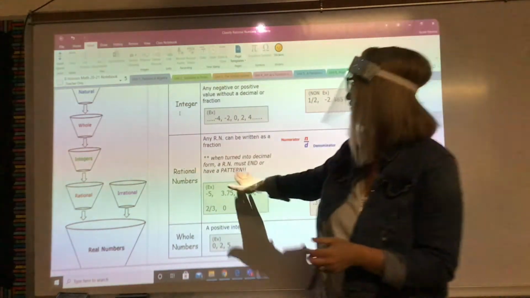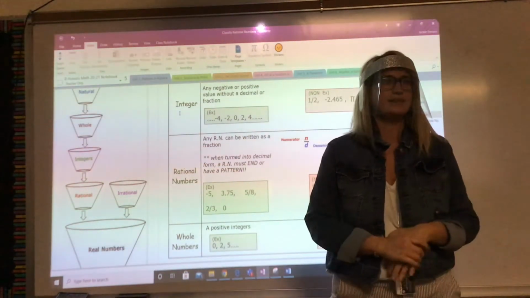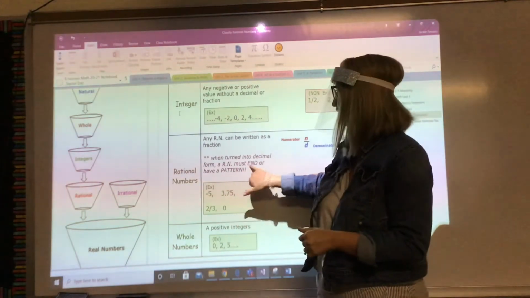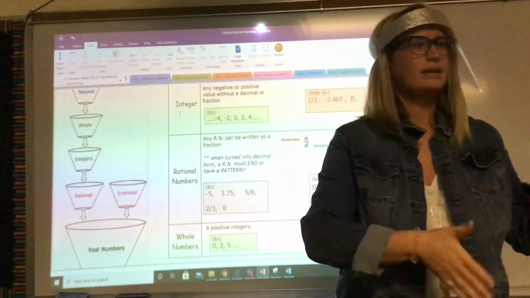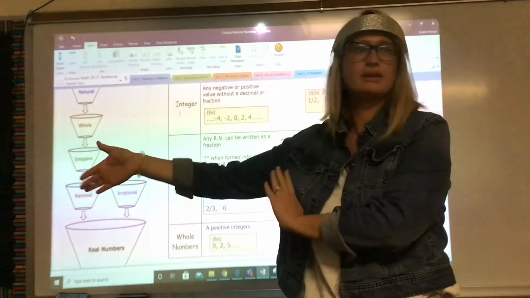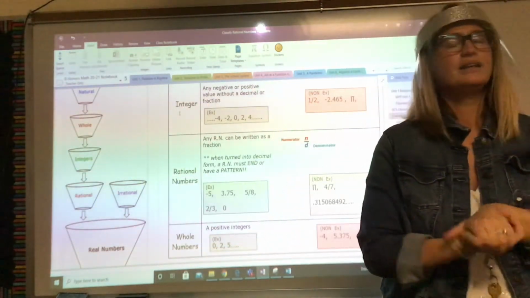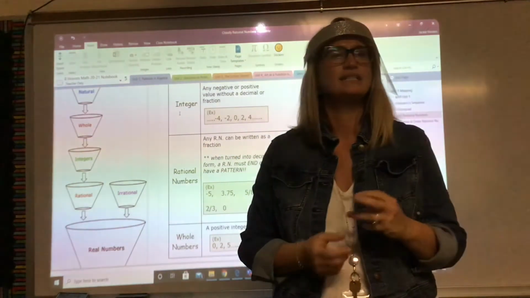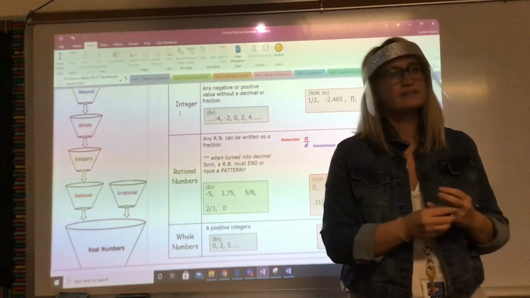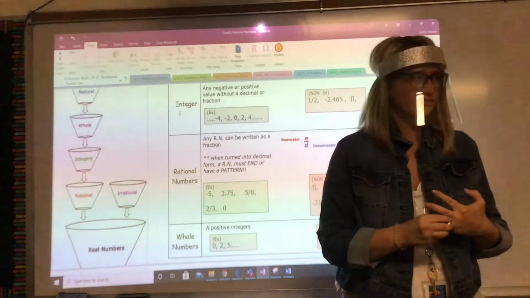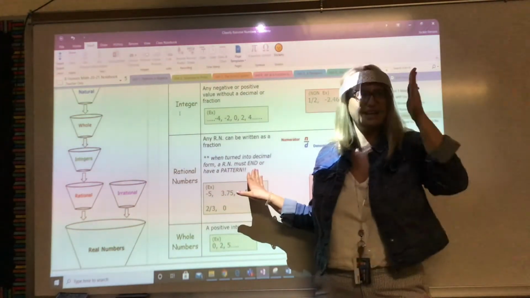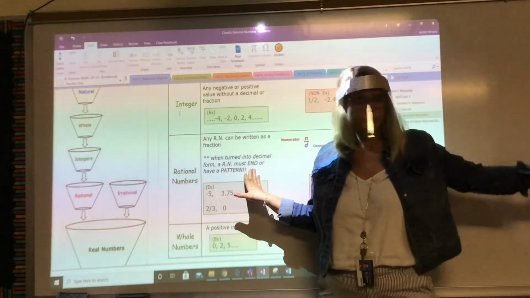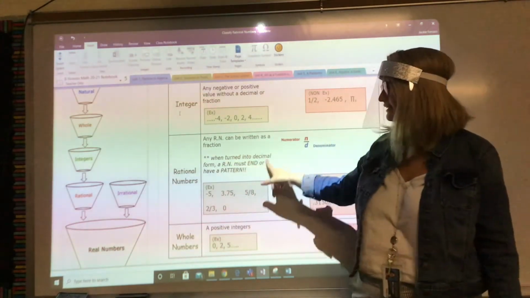And instead of have a pattern, what should we write there? So instead of end, we're writing terminate. Or what does it mean? Like 3, 1, 3, 1, 3, 1, 3, 1. What's that called in math if it has that pattern at the end? Sophia? Repeating decimal. It must repeat. Good job. So it either terminates or repeats. If it ends or it has a pattern that's repeating, it's considered rational.